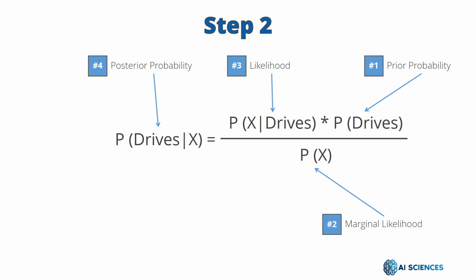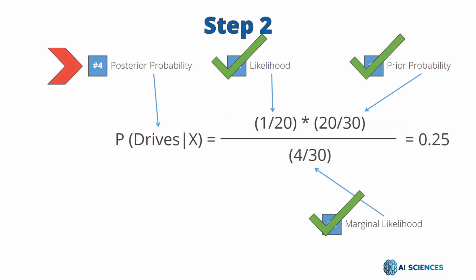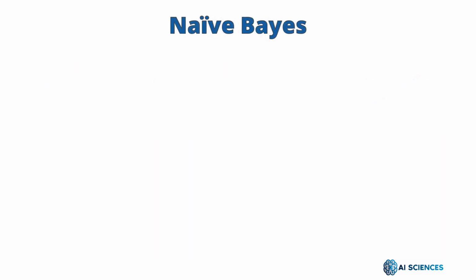So similarly, if we find out all the values that we did in step 1 and put these values into this equation, then we get the posterior probability, that is, the probability of a person drives to office given the features is equal to 0.25, that means 25%. So step 2 is also done.